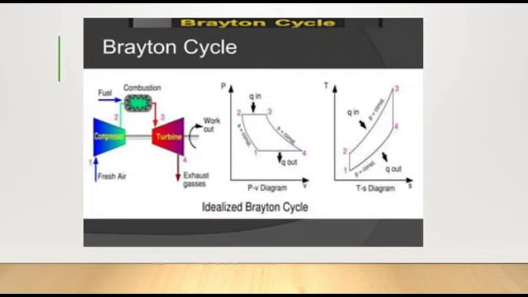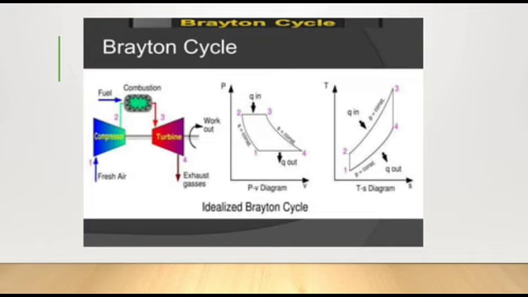In process 1 to 2, the air is compressed in the compressor isentropically from P1 to P2. During this process, the pressure increases from P1 to P2 and the temperature increases from T1 to T2, but the volume reduces from V1 to V2. We can see this in the diagram. The compressor work is equal to mass into Cp into T2 minus T1 in this process.